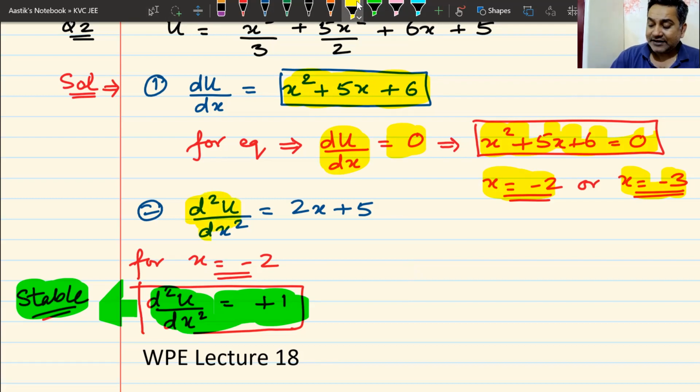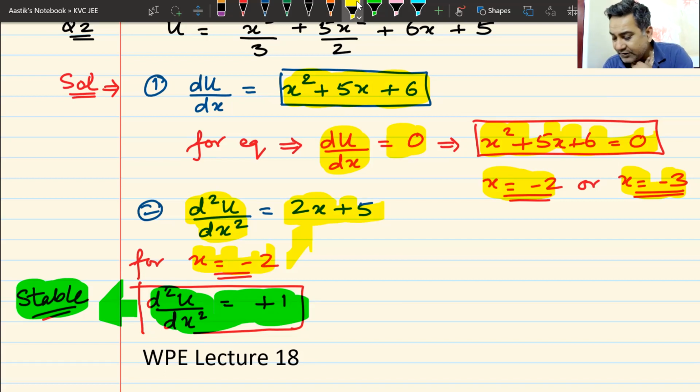Then you find the second derivative, d2u by dx square, and you simply put the value of x in both the cases. As I told you, if there are 2 points of equilibrium, if one is stable, the other one has to be unstable. So once you get one answer as stable, the other answer has to be unstable.